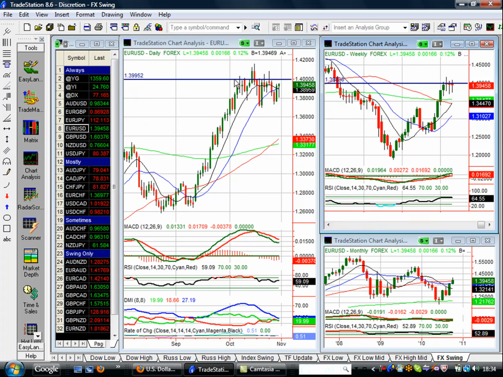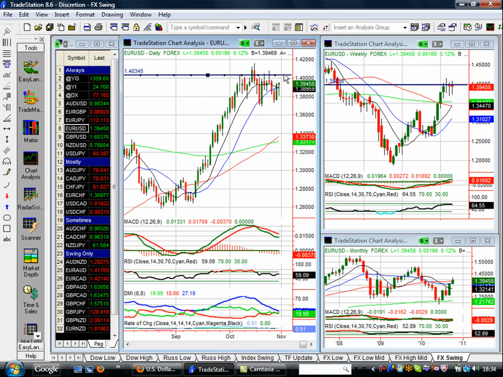What we need to see here, of course, is a good close, and preferably a weekly close up above 1.4. Even on the daily chart, we'd like to just see a push up and a close up through a little bit higher than 1.4, but just to be breaking up through here and closing higher than it has closed in this recent move. That'll be a good sign of a push out of that range for euro dollar.